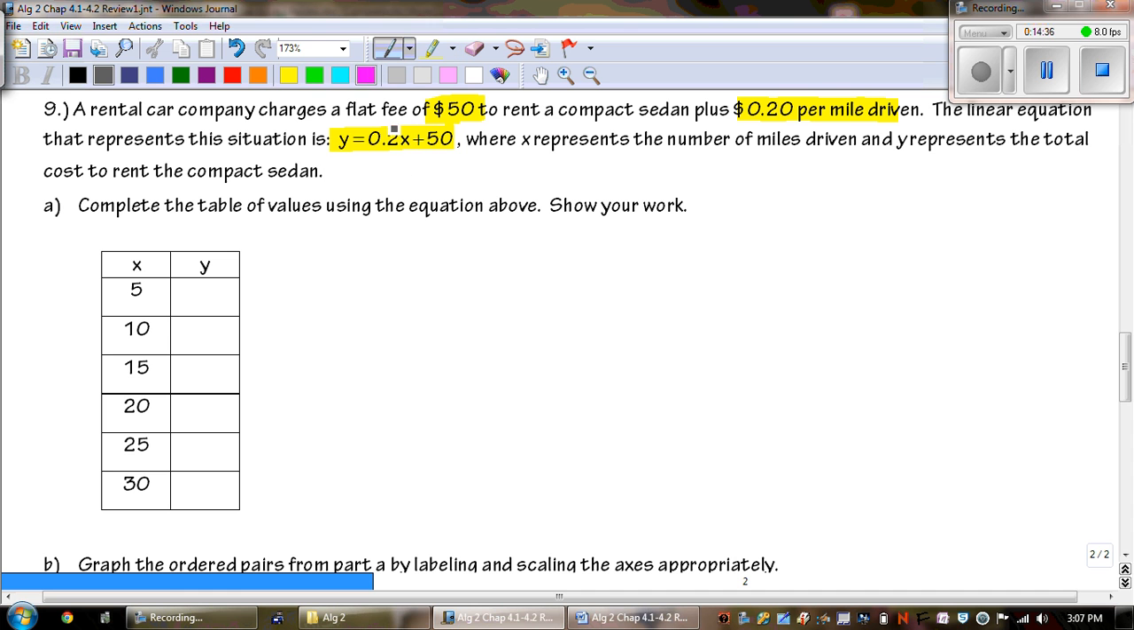Okay, so they've got 1, 2, 3, 4, 5, 6 different numbers that they want us to plug in. Okay, so what I would start with is writing the equation down 6 times and then plugging in.